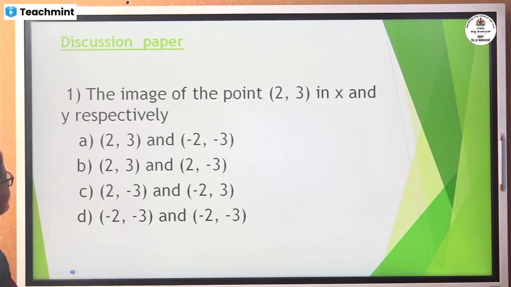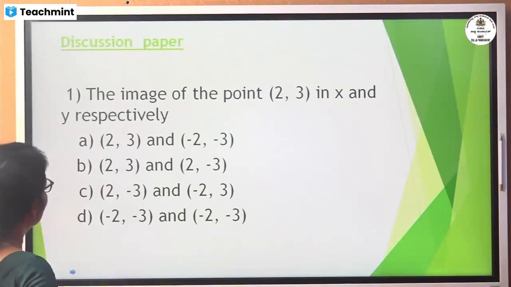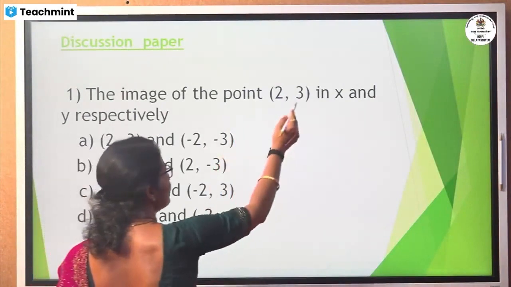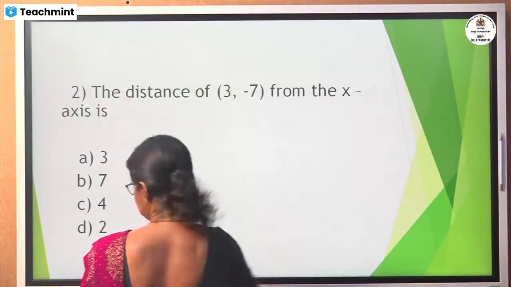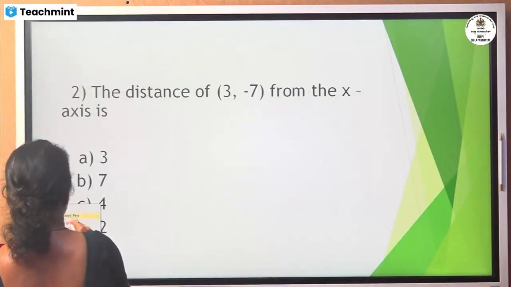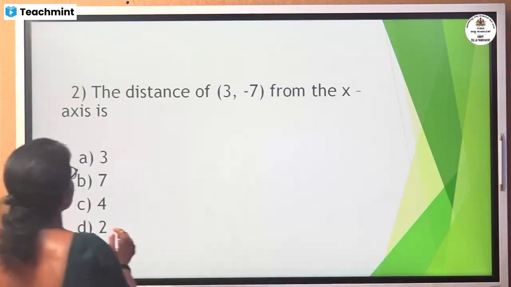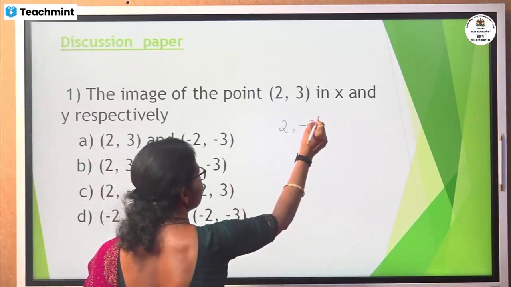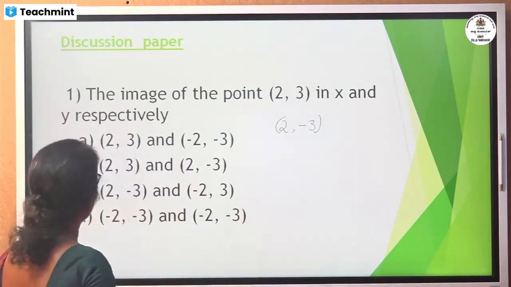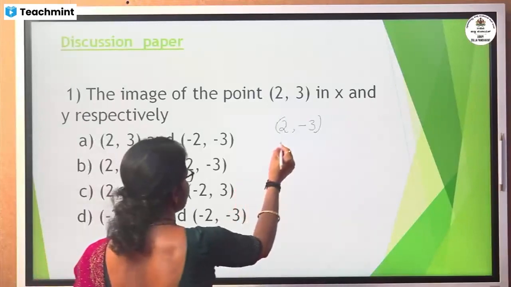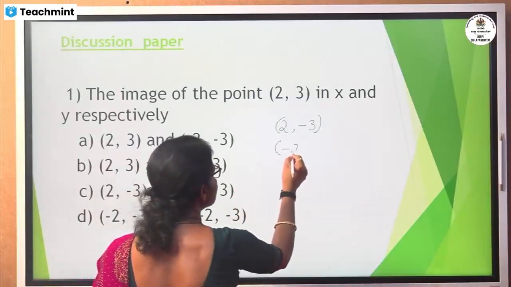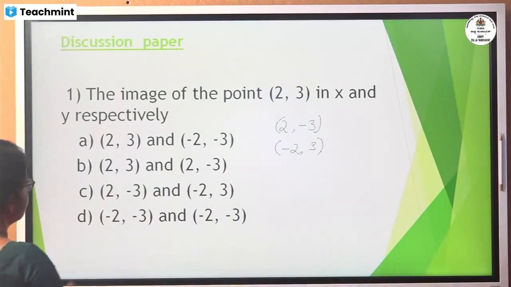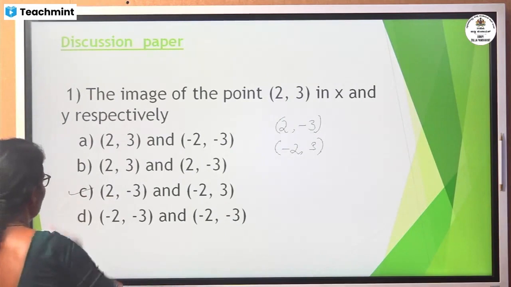First question, the image of the point (2, 3) in the x and y axes respectively. As you know already, the image on the x-axis means you have to change the sign of the y coordinate. So that will be (2, minus 3). Now, the image of the point on the y-axis means you have to change the sign of the x coordinate, that is (minus 2, 3). So if you check with the options, (2, minus 3) and (minus 2, 3), option C holds good.